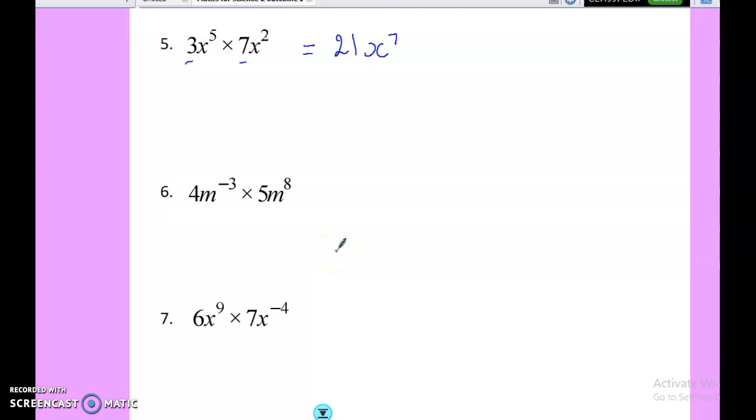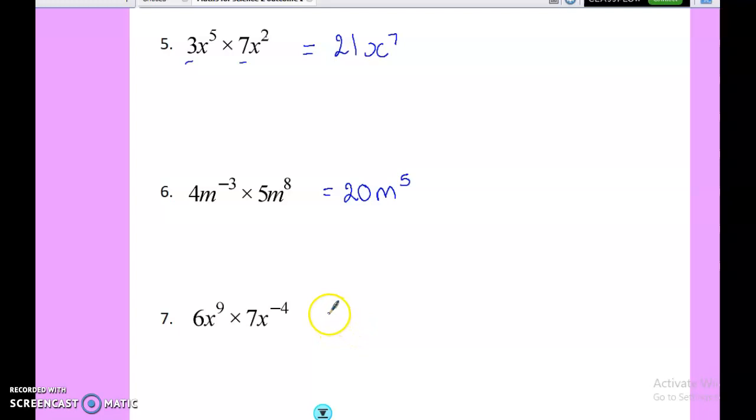Now we need to be able to deal with negatives as well. Still follows the same rule, we just need to be able to deal with negative numbers. So 4 times 5, 20. Our base is m. Do negative 3, add 8. So imagine you're £3 overdrawn, you put £8 into your bank, you'd end up with £5 in your bank, so we get 20m to the power of 5.